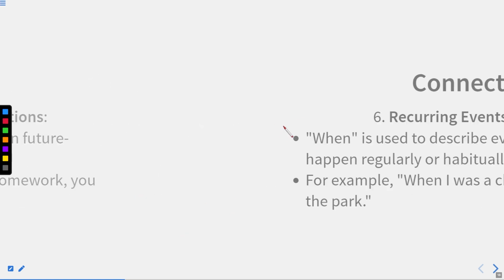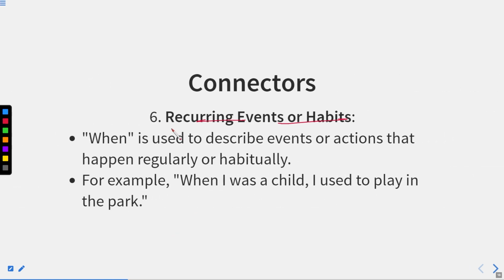Okay. Now, recurring events or habits. When is used to describe events or actions that happen regularly or habitually. When I was a child, I used to play in the park. So, it shows the habit of that particular person. That means when in his childhood, he used to play in the park. So, it was his habit in case of his childhood.